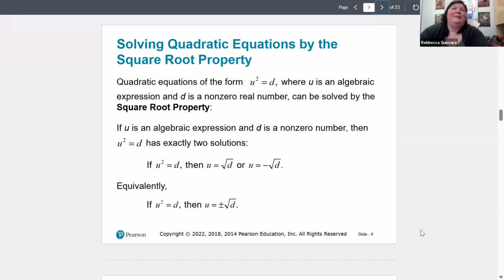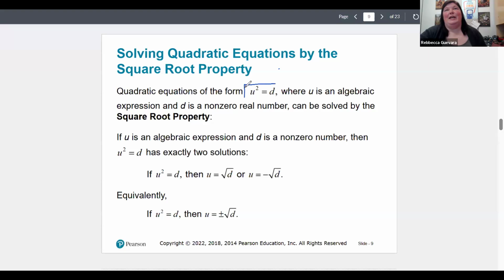Okay, so sometimes we will have a middle term missing. Essentially, it will be a square, and it's equal to a number. Quadratic equations of the form u squared equals d, where u is the algebraic expression and d is a non-zero real number, can be solved by the square root property. So if you remember, we said if I take 3 squared, that equals 9. And if I take negative 3 squared, that equals 9.